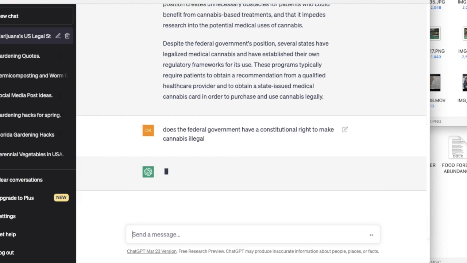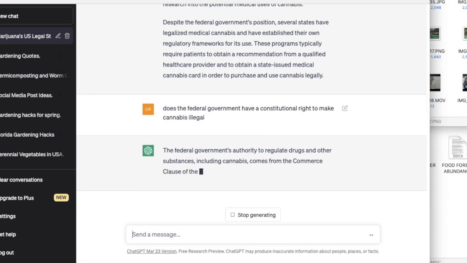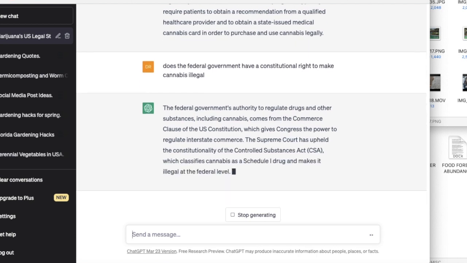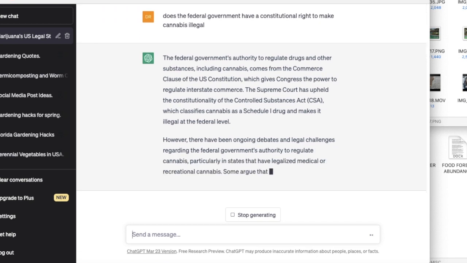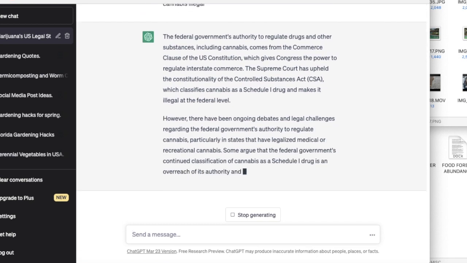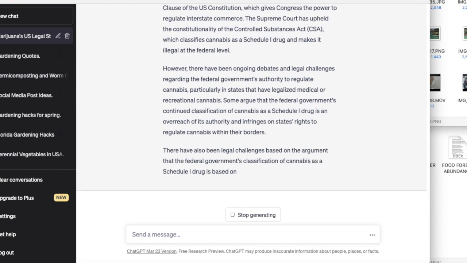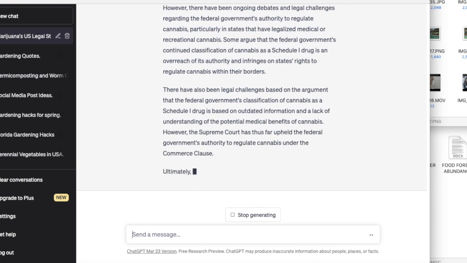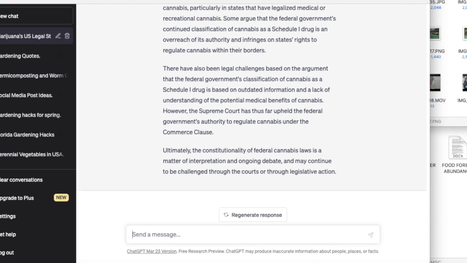The federal government's authority to regulate drugs and other substances, including cannabis, comes from the Commerce Clause of the U.S. Constitution, which gives Congress the power to regulate interstate commerce. The Supreme Court has upheld the constitutionality of the Controlled Substances Act, which classifies cannabis as a Schedule I drug and makes it illegal at the federal level. However, there have been ongoing debates and legal challenges regarding the federal government's authority to regulate cannabis, particularly in states that have legalized medical or recreational cannabis.